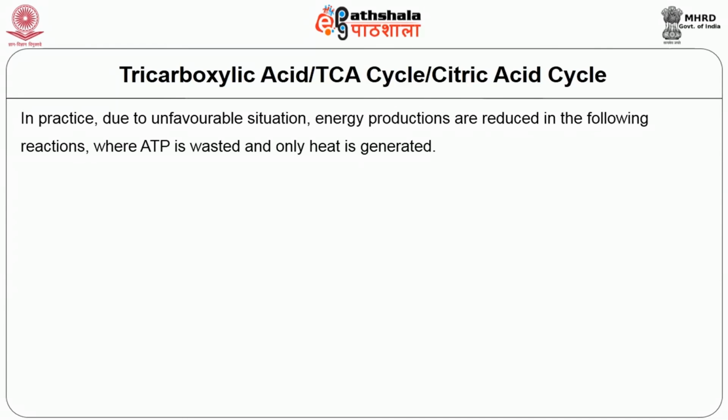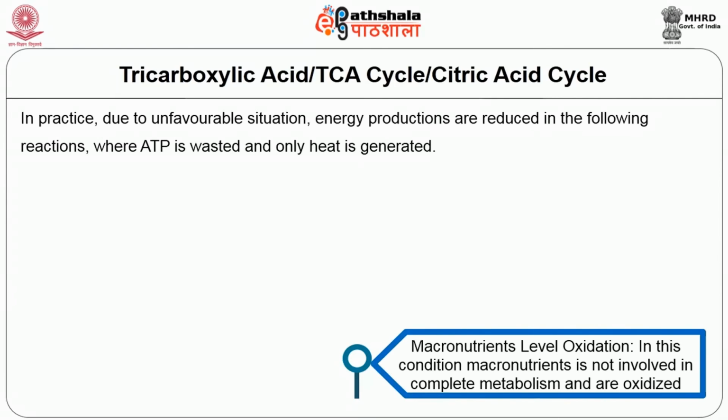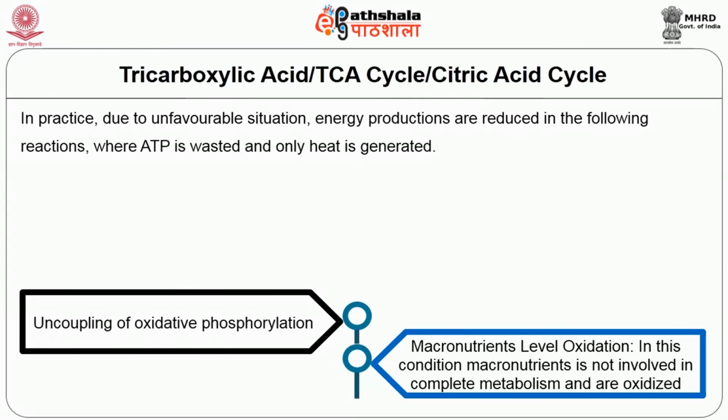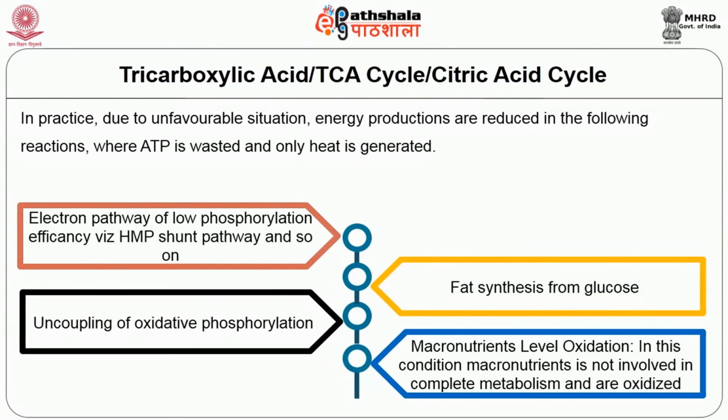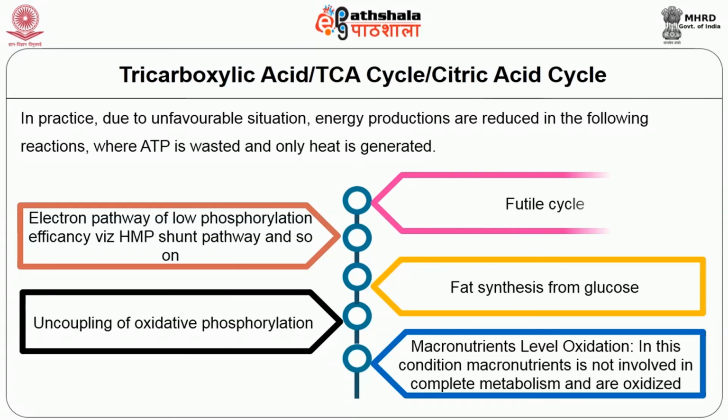In practice, due to unfavorable situations, energy production is reduced in the following reactions, where ATP is wasted and only heat is generated. Number 1, macronutrient level oxidation. In this condition, macronutrients are not involved in complete metabolism and are oxidized. Second one, uncoupling of oxidative phosphorylation. Third one, fat synthesis from glucose. Fourth one, electron pathway of low phosphorylation efficiency via the HMP shunt pathway and so on.